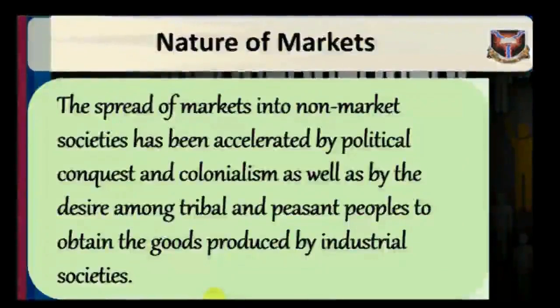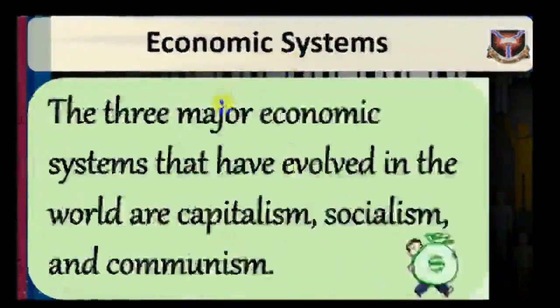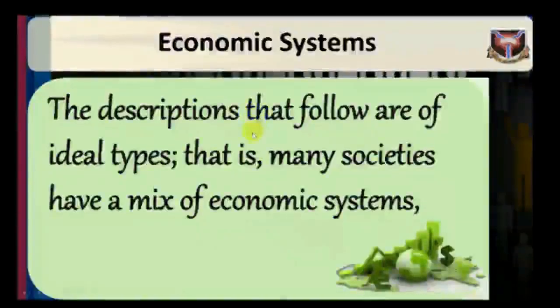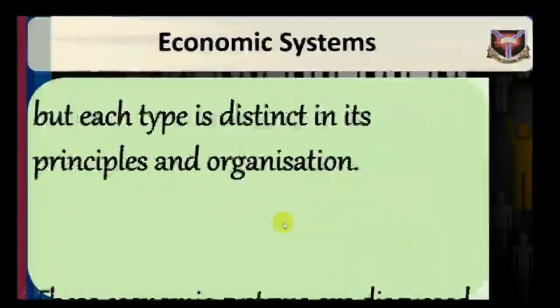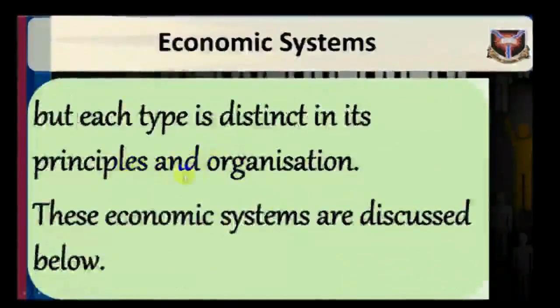Economic system. The three major economic systems that have evolved in the world are capitalism, socialism, and communism. The descriptions that follow are the ideal types. That is, many societies have a mix of economic systems, but each type is distinct in its principles and organizations. These economic systems are discussed. 1.